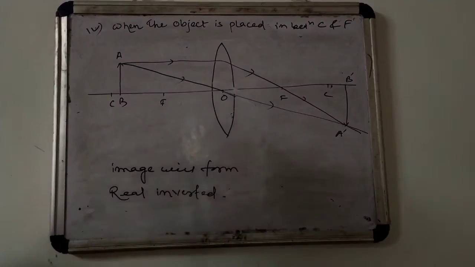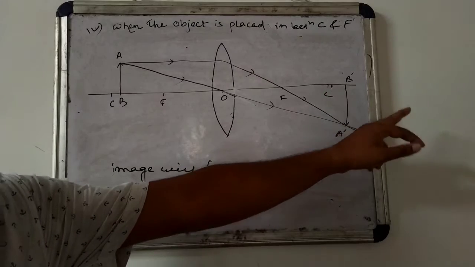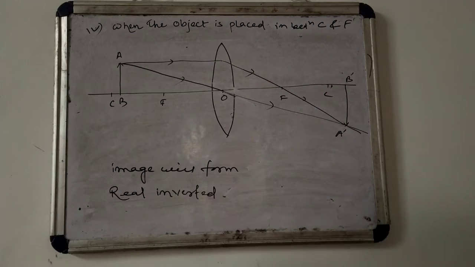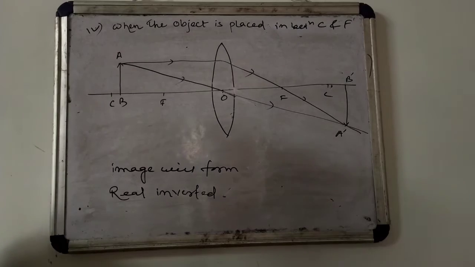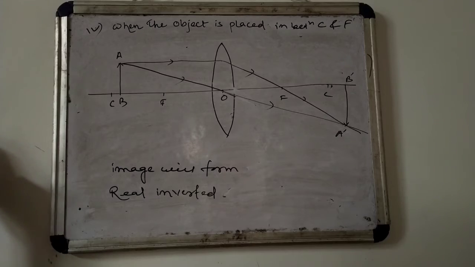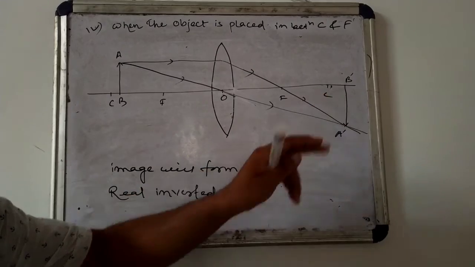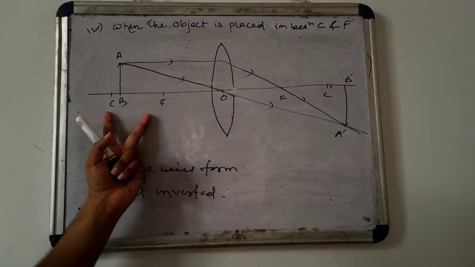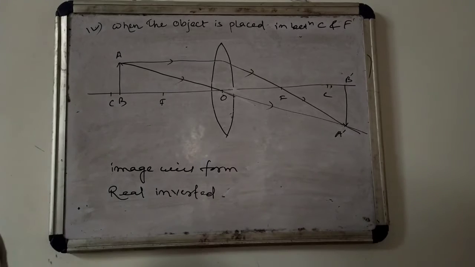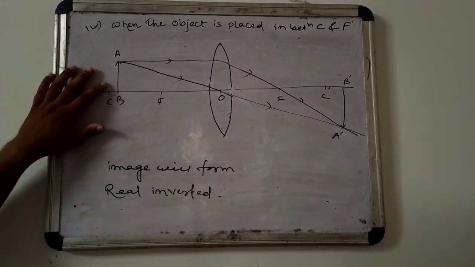So when we place the object in between C and F, the image is formed beyond C. This is just the opposite of case 2, where if we place the object beyond C, the image is formed in between C and F. Now if we place the object in between C and F, the image is formed beyond C. In the previous case, when we placed the object beyond C, the image was diminished, but in this case, the image will be enlarged. The size of the image will be greater than the size of the object.